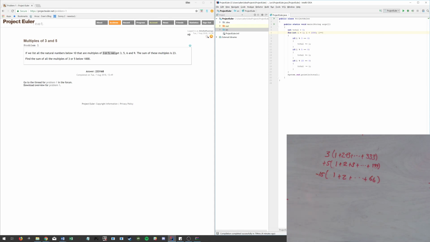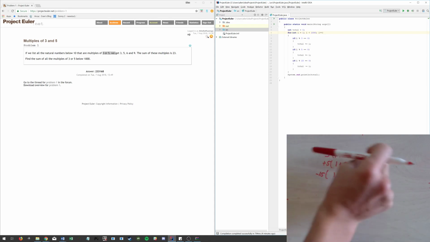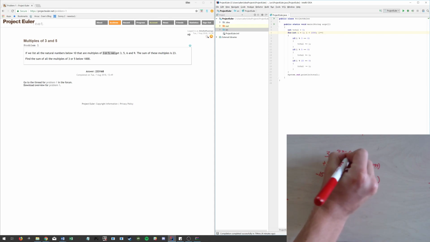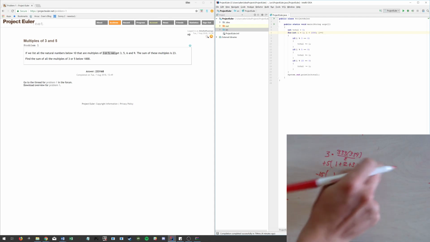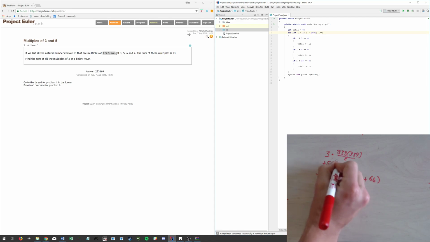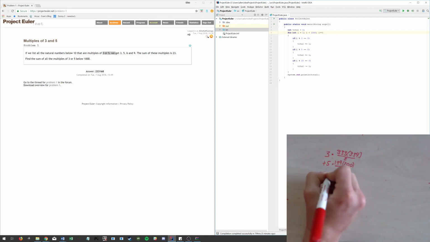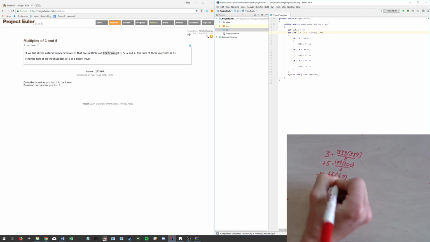The reason this is helpful is that there is a formula for triangular numbers. And the formula is the nth triangular number is n times n plus 1 divided by 2. So now we have a way to answer this question. So here, n is 333. So this becomes 3 times 333 times 334 divided by 2. This becomes 5 times 199 times 200 divided by 2. And this becomes 15 times 66 times 67 divided by 2.